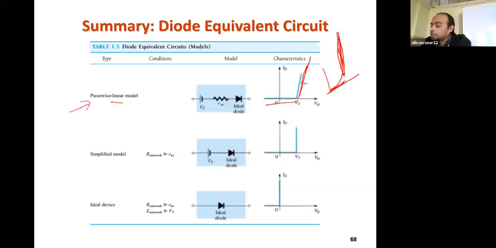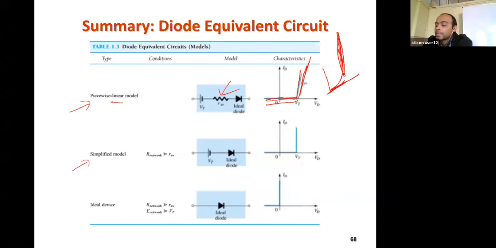Look here. This curve is basically indicating 2 straight lines. It is one straight line, and this is another straight line. So that's why the model is named the piecewise linear model. Now the second one is a little bit simplified, where we are neglecting this RAV part. So that's why the second one is named the simplified model.